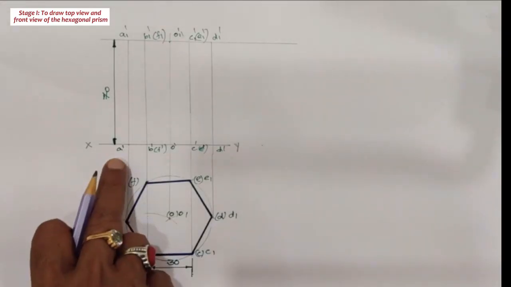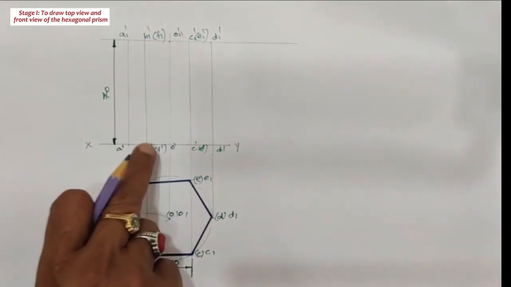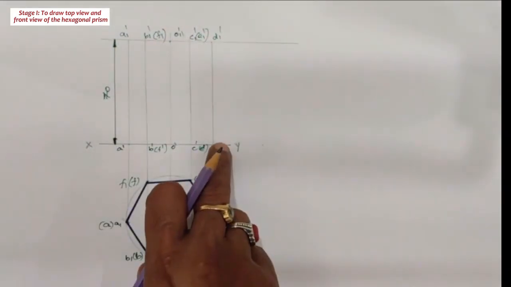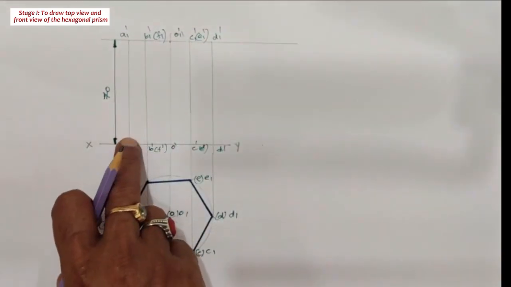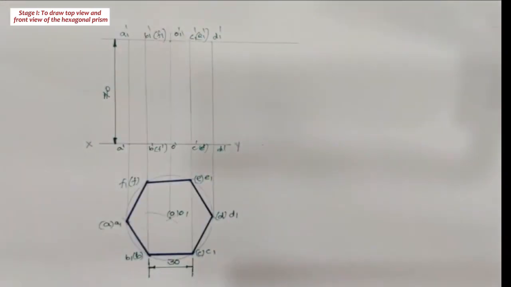Here we need to join the lines, say A dash A1 dash, B dash B1 dash, C dash C1 dash, D dash D1 dash, A dash D dash, A1 dash D1 dash, with thin lines.